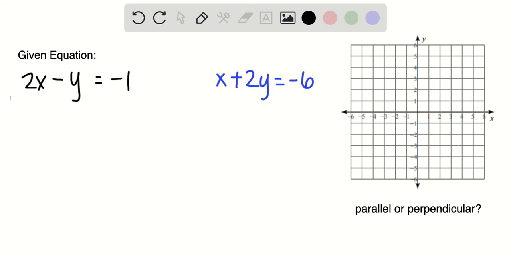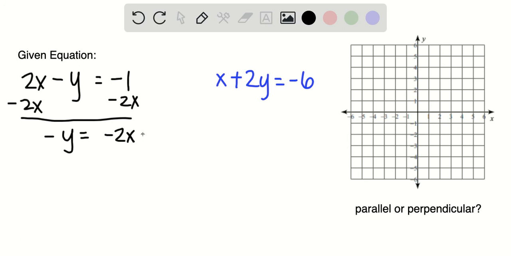To solve for y, I'm going to first subtract 2x from both sides to start to get y by itself. So I will have minus y, or negative y. This is a mistake a lot of people make. They forget to keep that negative in front of the y, is equal to, and I'm going to also go and write my slope first. So minus 2x and then minus 1.